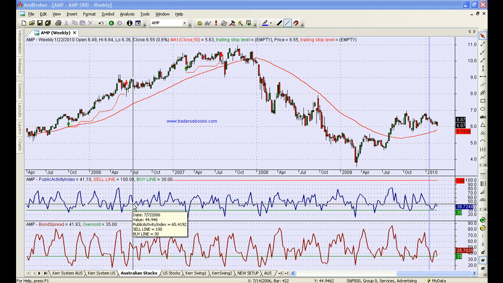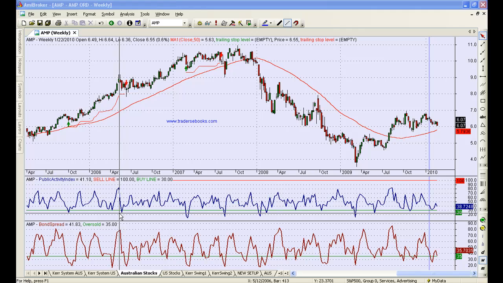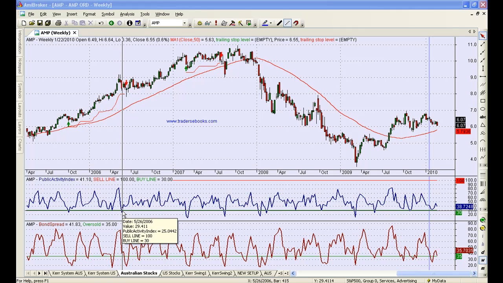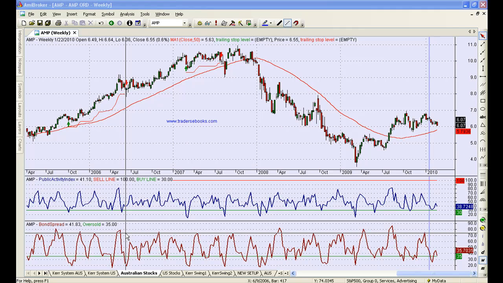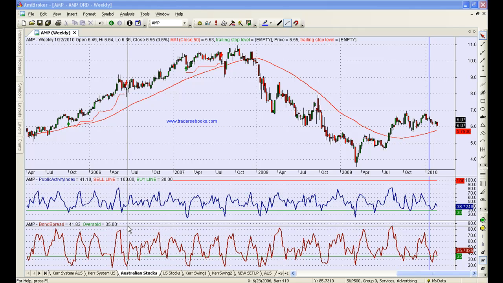We buy on the open of the next week, when the public activity index, which is a combination of price and volume, is oversold, and when the spread against the appropriate bonds, in this case it's the 3-year bonds in Australia, is also oversold. So we're looking for both of those things to occur, and then we'll get a buy.